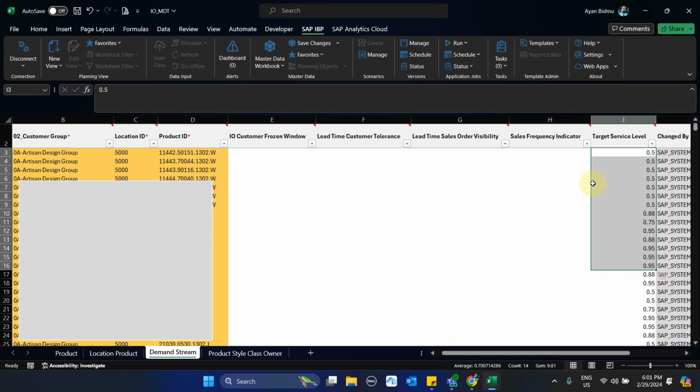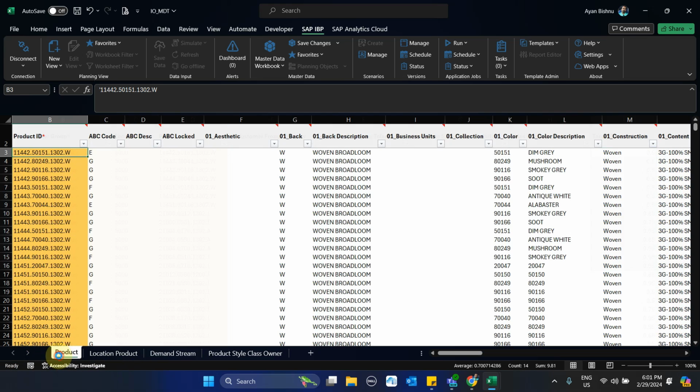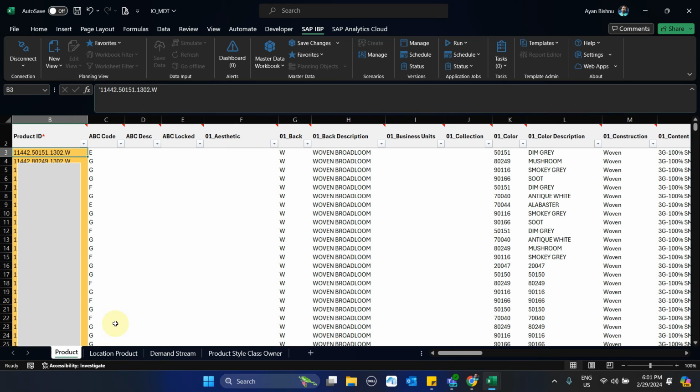Some businesses use complicated logic to determine target service level, whereas some use specific, very simple logic to determine the target service level. Here in this example, we have used a very simple method. As a part of demand planning, we run ABC segmentation for a product and it ranges from A, B, C, D, E, F, G and H.